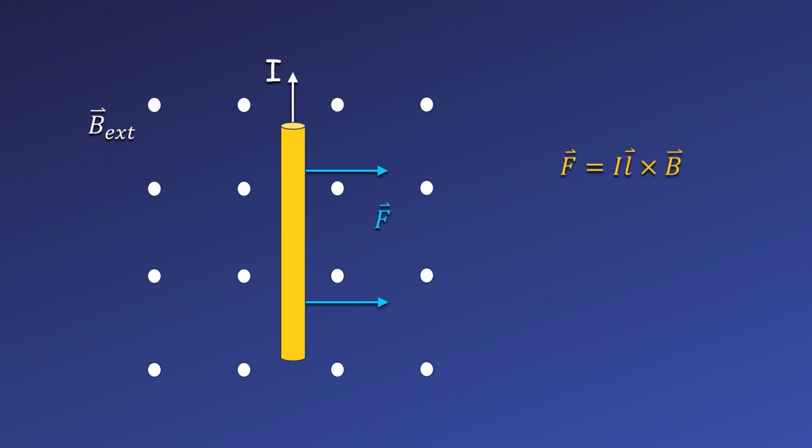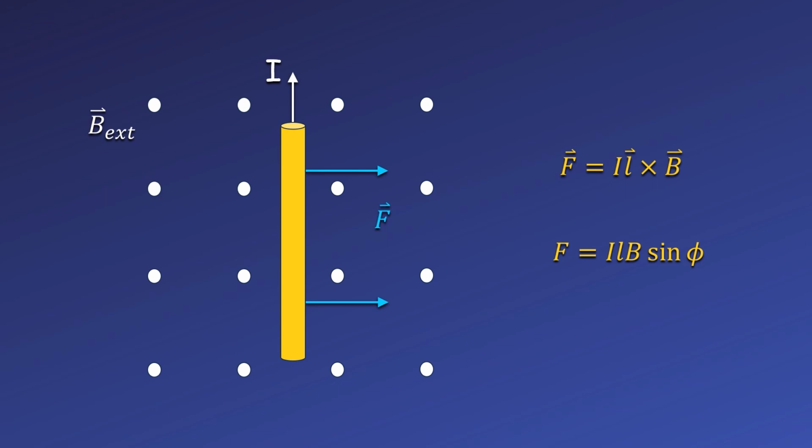With a few substitutions, we can show that the force felt by the wire depends on the current and the length of the wire, and of course the field strength. We can write this as a cross product, just as the force on a single charge, or get the magnitude just by multiplying by sine of phi. Now this is the force on a single current-carrying wire in an external magnetic field.